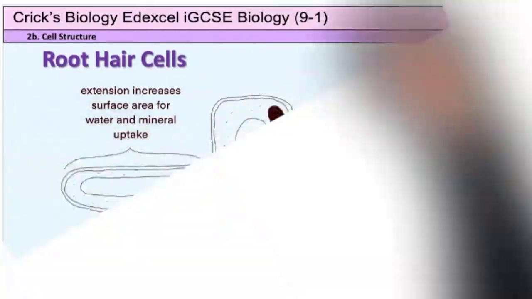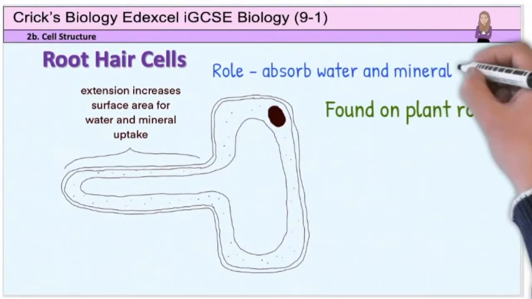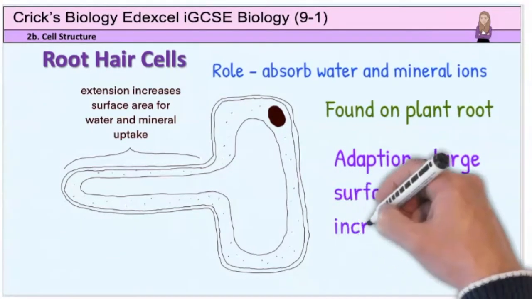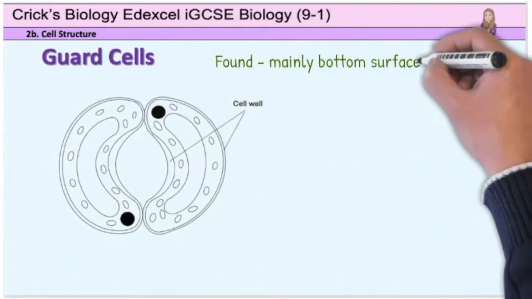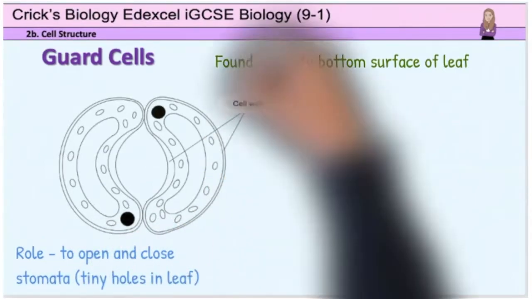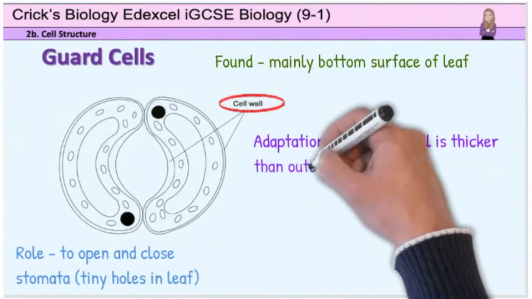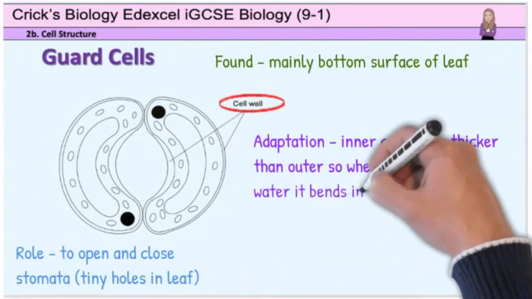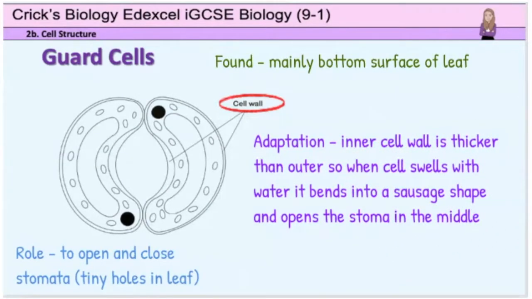Root hair cells are found in the plant root, and their role is to absorb water and minerals. They have a long, thin extension to increase their surface area for absorption. Guard cells are found mainly in the bottom surface of the leaf, and their role is to open and close the stomata, which are tiny holes in the leaf. Their adaptation is that the inner cell wall is thicker than the outer cell wall, so when they swell with water, they bend outwards like a sausage, opening the stoma, which is a singular version of stomata, in the middle of the guard cells.